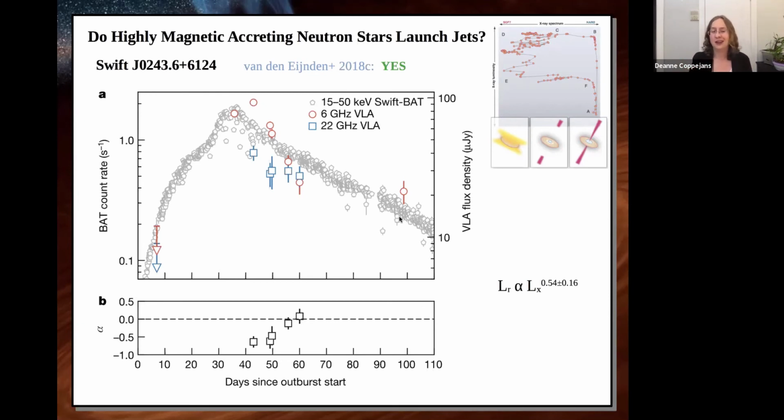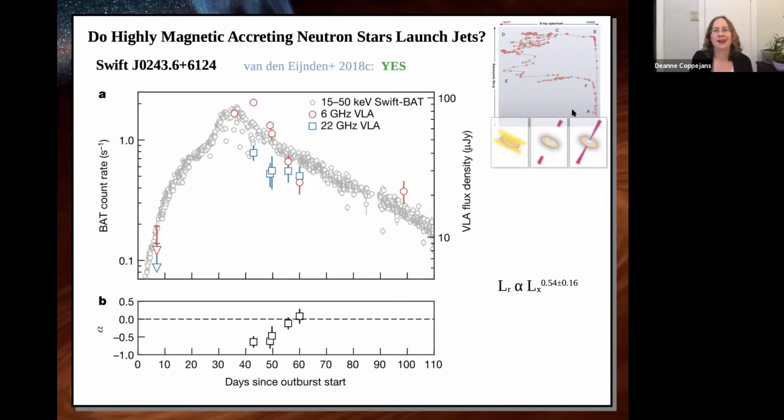Another thing is that the linear polarization was less than 15% over the course of the outburst. And finally, the spectral index of the radio observations went from negative numbers and flattened out later in the outburst.